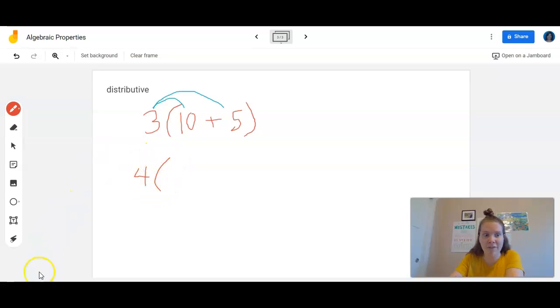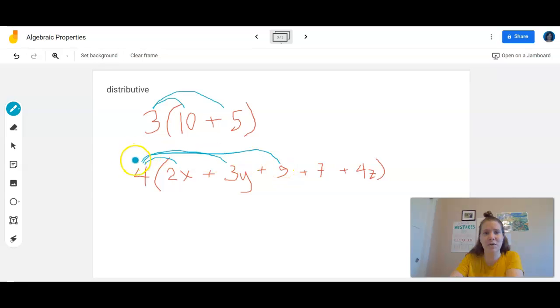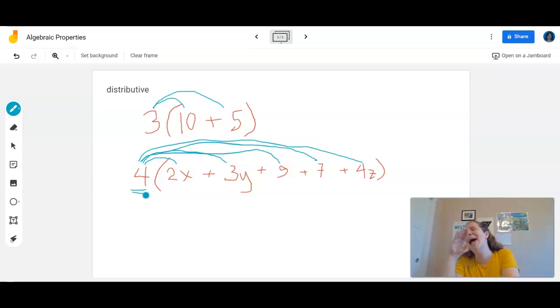Let's say you had a ton of things. Even when there are tons and tons of things inside the parentheses, you have to have a rainbow. Oh, these are not very pretty rainbows. To every single thing, because the 4 or whatever number is on the outside is being multiplied by everything on the inside. You can't multiply it by just some of it. You have to multiply it by all of it.